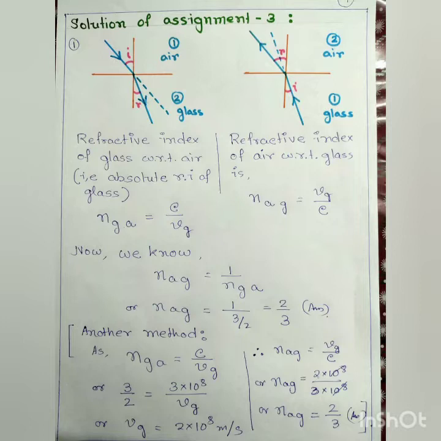Now in our last class we have discussed the refractive index of medium 2 with respect to medium 1 is the reciprocal of refractive index of medium 1 with respect to 2. So here you can write NAG is equals to 1 by NGA. Now you just substitute the value of refractive index of glass with respect to air, that is 1 by 3/2. So what we will get? Refractive index of air with respect to glass will be 2 by 3.